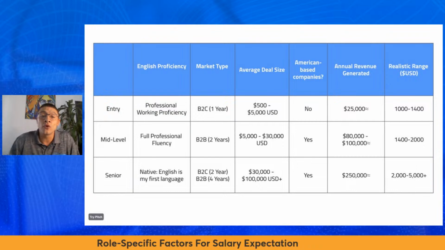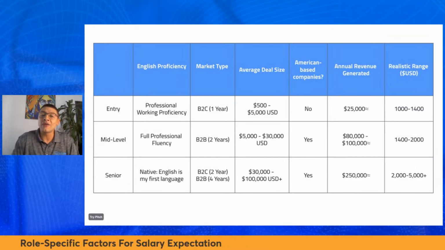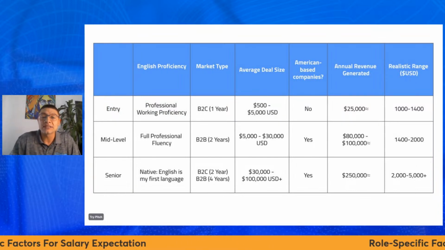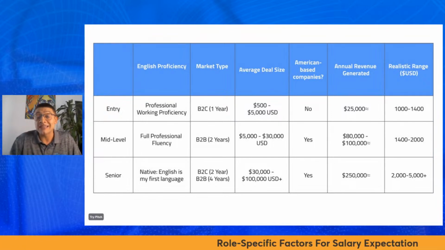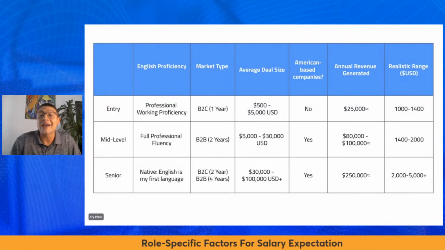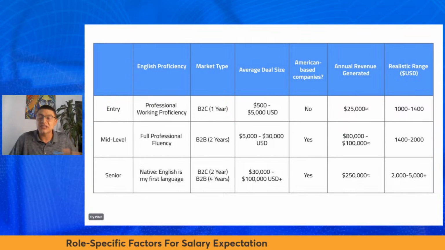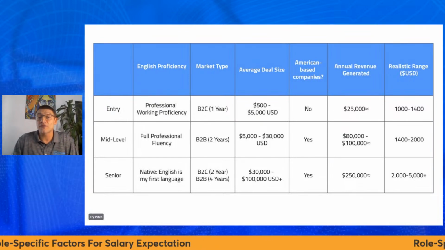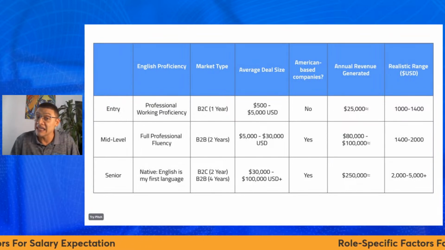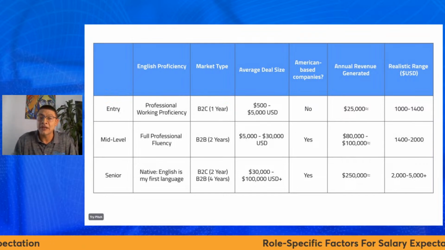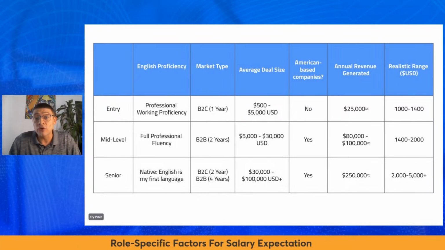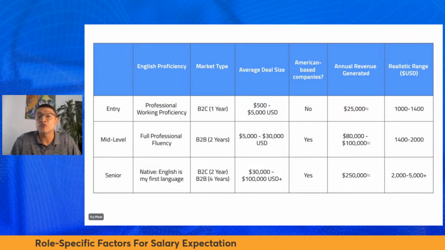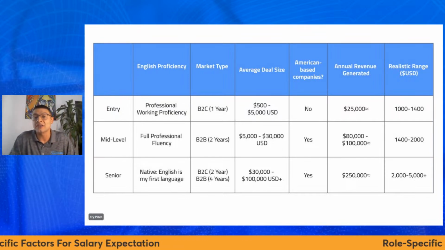Now to the mid-level, full proficiency, right, would be once again those C1s. You have experience in B2B, right? The average deal sizes that you guys are working on are now 5,000 to about 30,000. Obviously, it's a bigger range. You have worked for American-based companies as AEs, right? Sorry if I didn't mention that before, but obviously as AEs. The annual revenue that you're generating for that company is roughly 80,000 to 100,000.